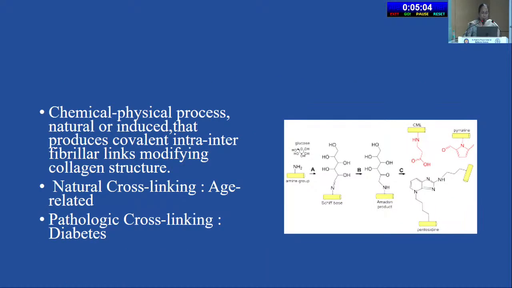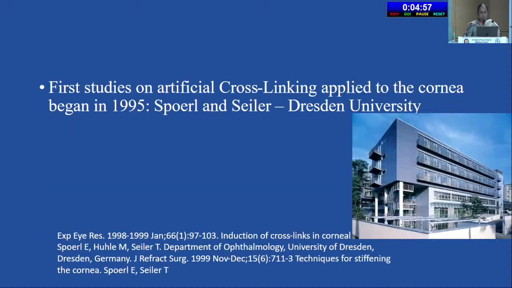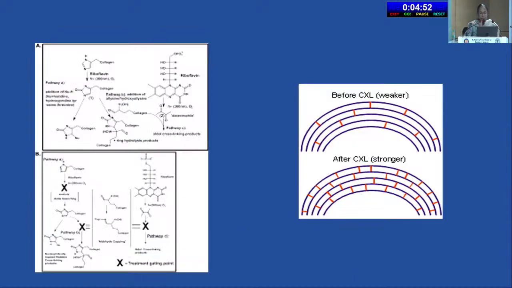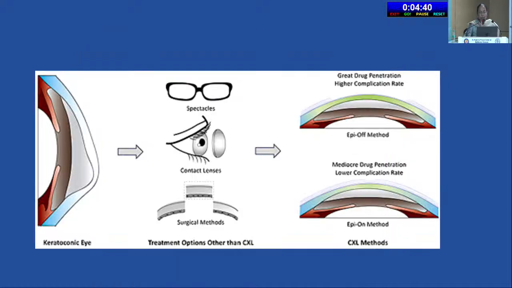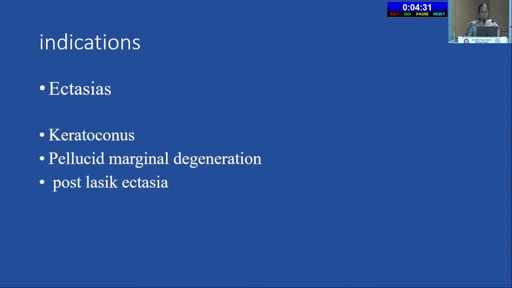It is a chemical physical process, natural or induced, that produces covalent interfibrillar links modifying collagen structure. The first studies, as we know, were by Spohr and Seiler at Dresden University. And we find that more linkages happen with the photosensitizer riboflavin administered with UVA applied, through an oxidative pathway and a glycosylation pathway. When you remove the epithelium there is greater drug penetration, and with the epithelium on, there is a little less penetration.